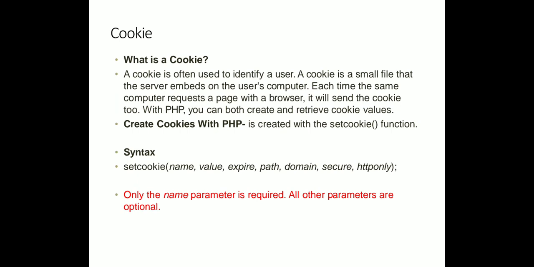Okay, so in general there are three steps in tracking user data through cookies. So what are they? Initially, the script running on the server sends a set of cookies to the client side browser. Okay, what it will do: the script running on the server sends a set of cookies to the client side.